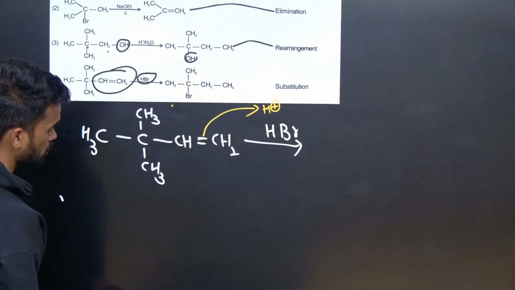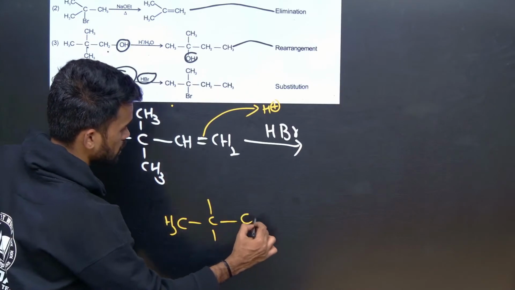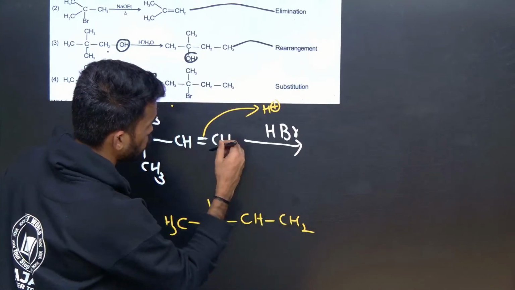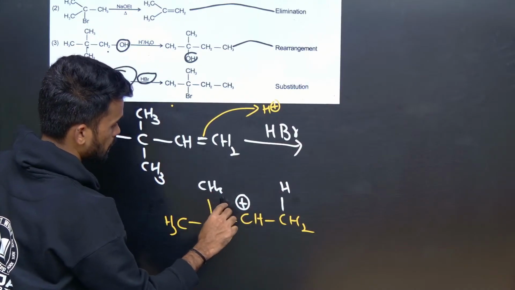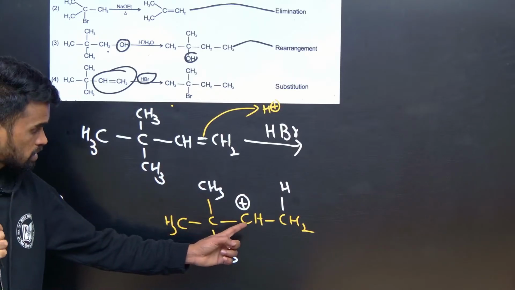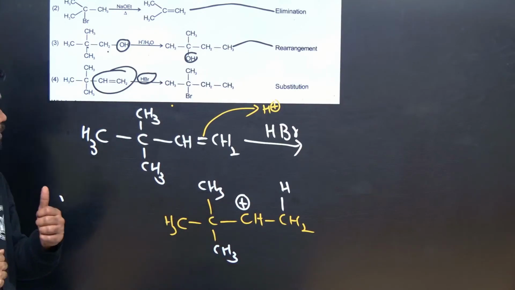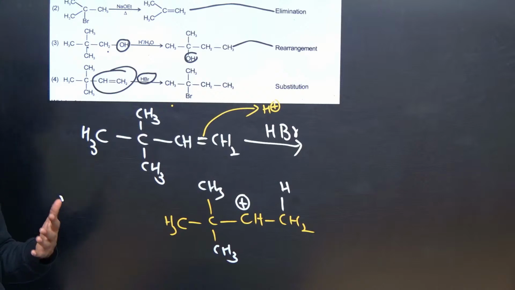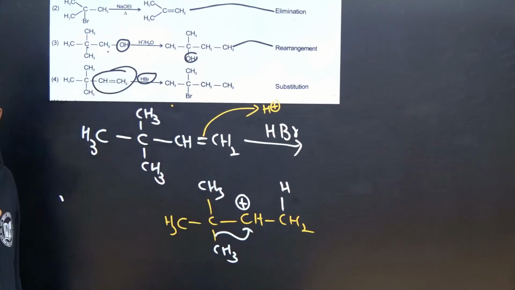It will be CH3, C, CH3, CH, CH2. To this we are adding H. On this carbon it will be positive, right? This is the carbocation we got. Now what type of carbocation is it? To this carbon, two sides carbon atoms are there, so secondary carbon. Now tell me which carbocation is more stable, secondary, primary, tertiary? Tertiary. So it means secondary will be converted into tertiary by this methyl group shift, right?